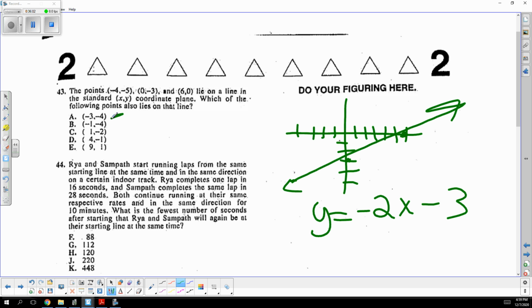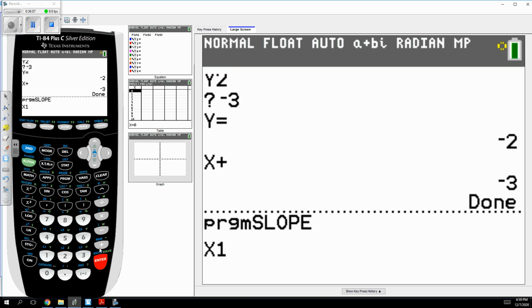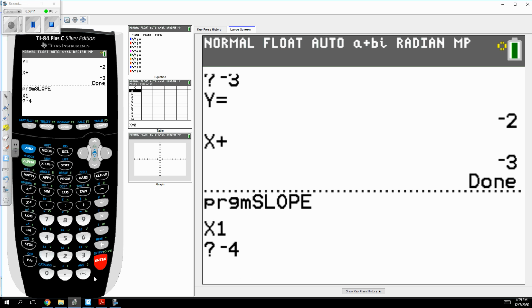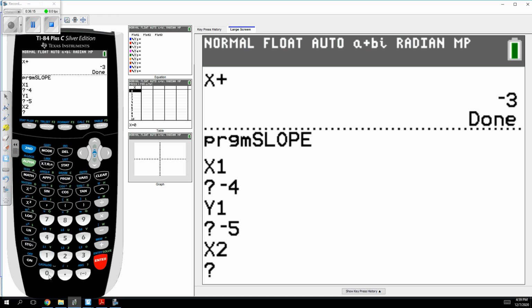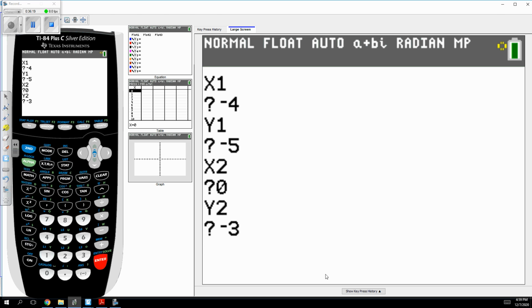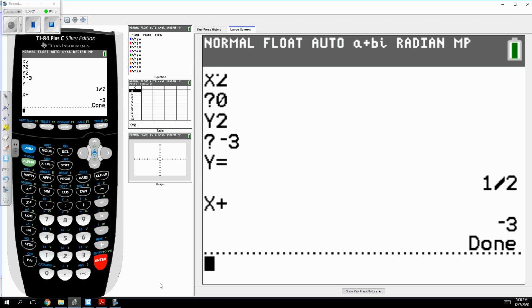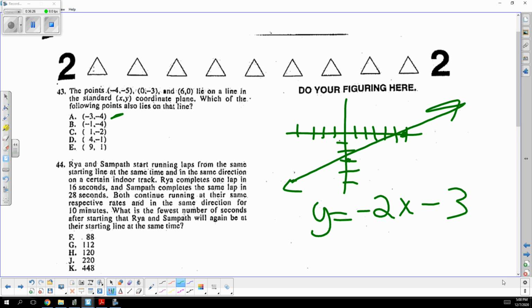Wait. Did I plug it in wrong? Let me try again. -4, -5, 0, -3. Something tells me I did something wrong. It's 1/2 x minus 3. Yeah, I knew it didn't look like that line. I must have typed in something wrong because I'm in a hurry. My bad.